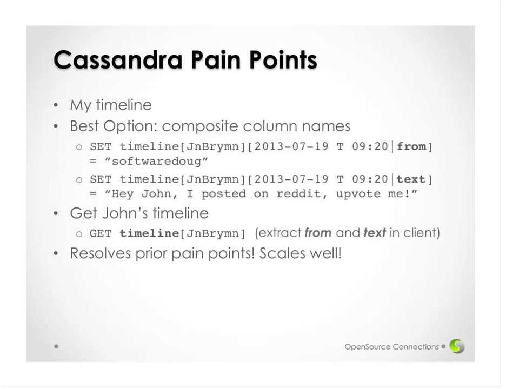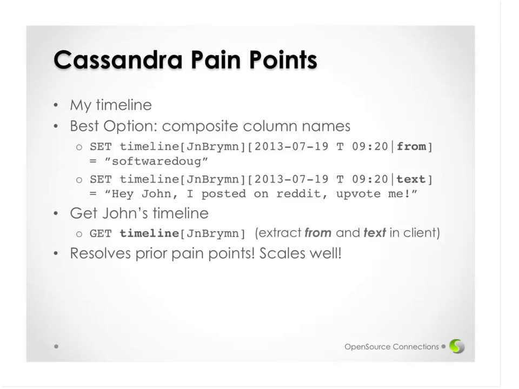I can still have one column family, but instead of inserting one column for the tweet, I insert two columns. The first column, I go down to the John Berryman row, and for a column named by the time and the literal text from, I'll insert Software Doug. And for the same column family, I'll go to the next column over, which is going to be the date and the literal string text, and I'm going to put his tweet there.